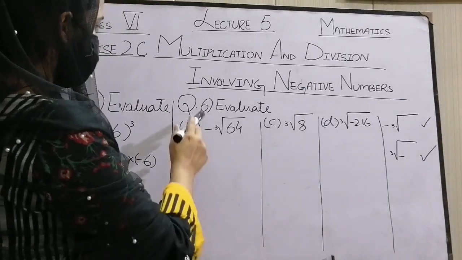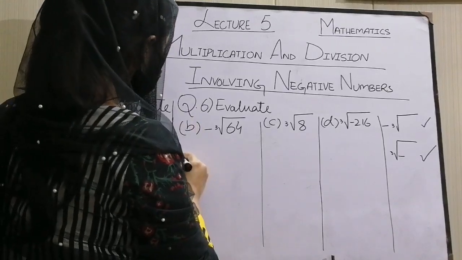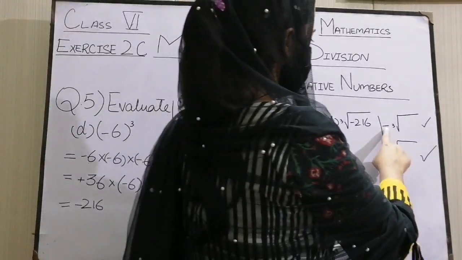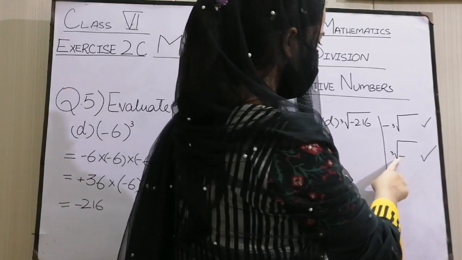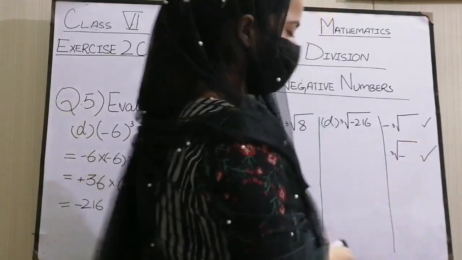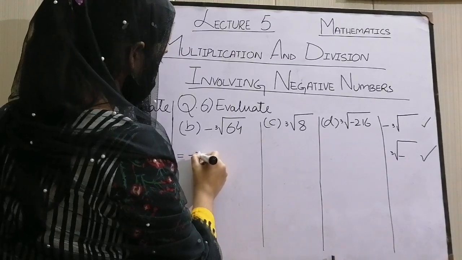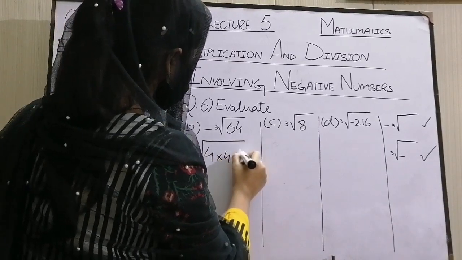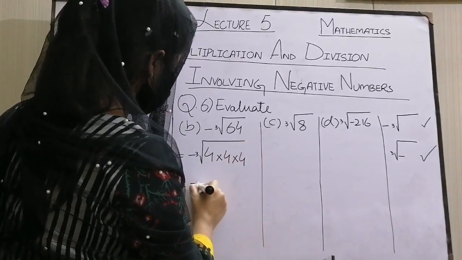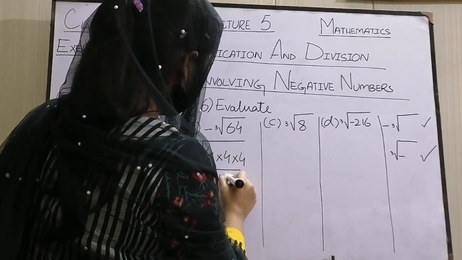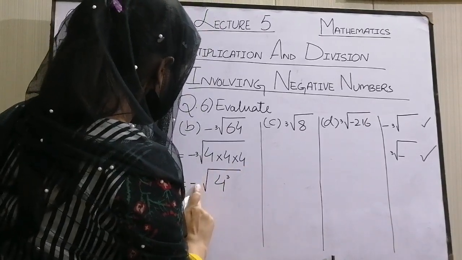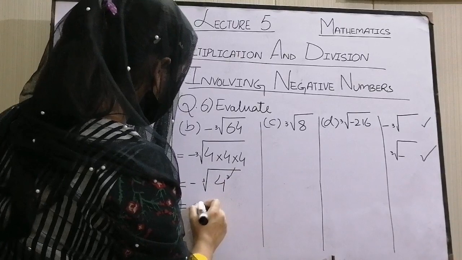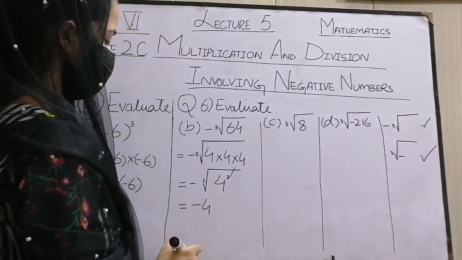Now we are going to start question number 6. Part B is minus cube root of 64. In cube roots, outside the cube root or inside the cube root, it's always possible. 64 can be written as 4 into 4 into 4, 4 power 3. Cube and cube root is always cancelled, so our answer is minus 4.